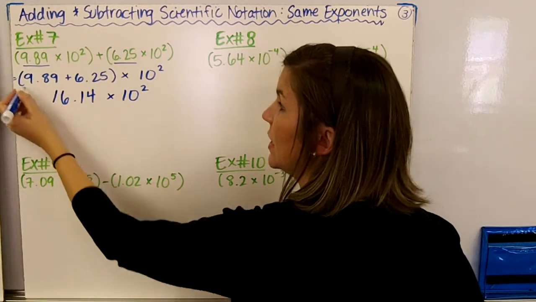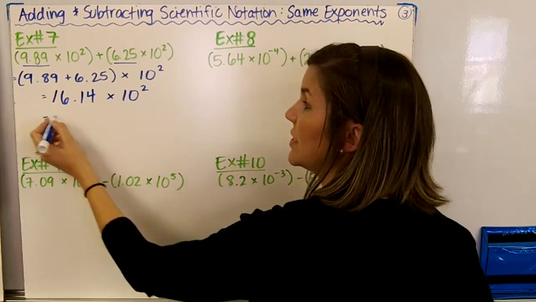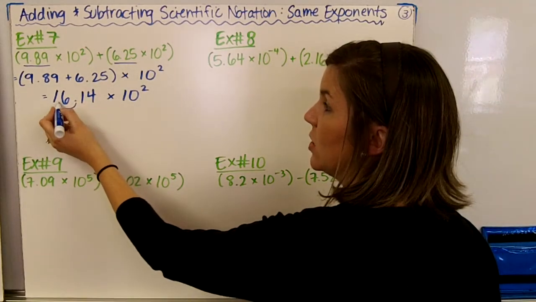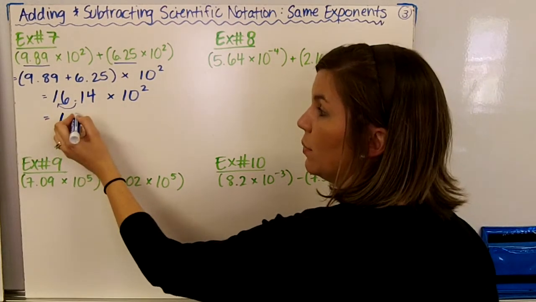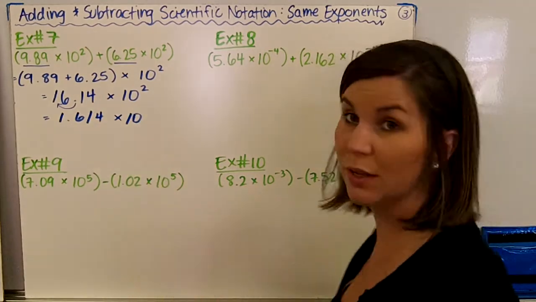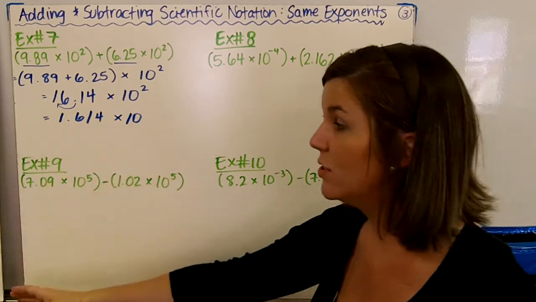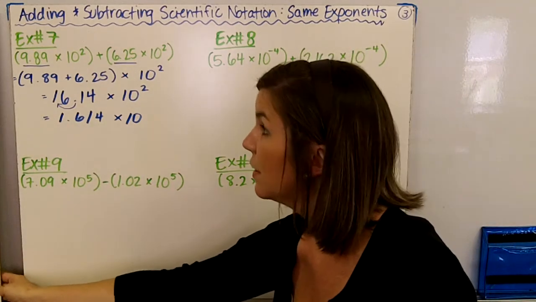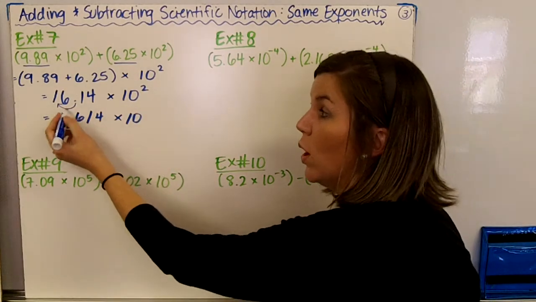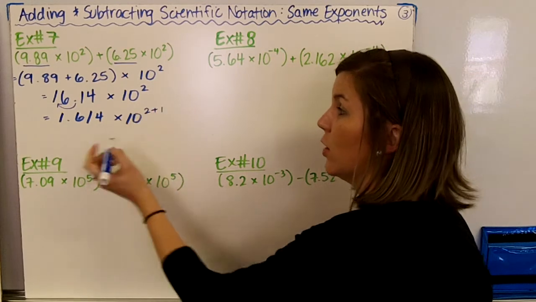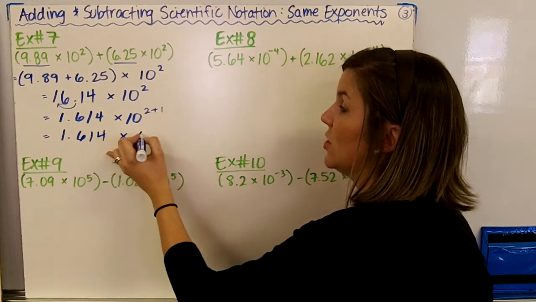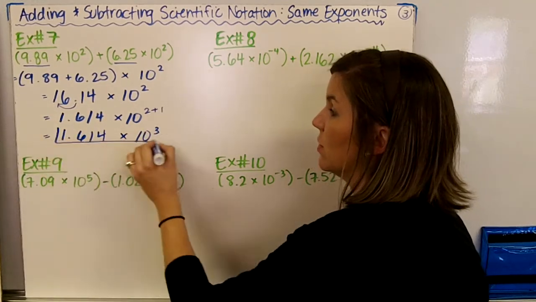Now this is not in scientific notation, because I have 2 digits in front of the decimal instead of just 1. So I need to move my decimal 1 place to the left, so it will be 1.614 times 10 to the, now that we moved the decimal to the left, remember if you're moving to the left, then you are going to add to the exponent. So it was 2, and we moved it 1 place, so 2 plus 1 for our exponent will give us 1.614 times 10 to the 3rd power. This is our answer.